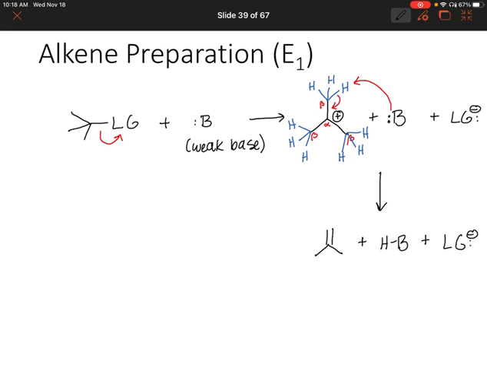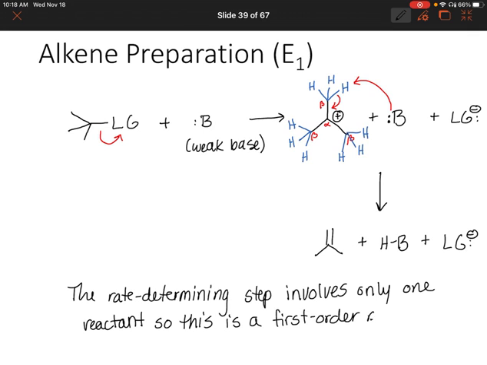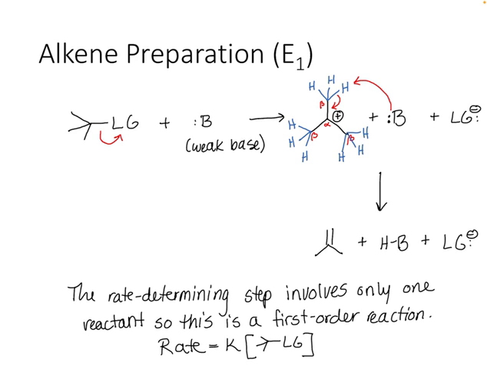So in an E1 reaction, the rate determining step involves only one reactant. So this is a first order reaction. So the rate depends on the rate constant and then the concentration of just the substrate, not the base. So again, the symbol E1 tells us that we have an elimination reaction. So we got rid of a bond. And the 1 tells us that this is a first order reaction.